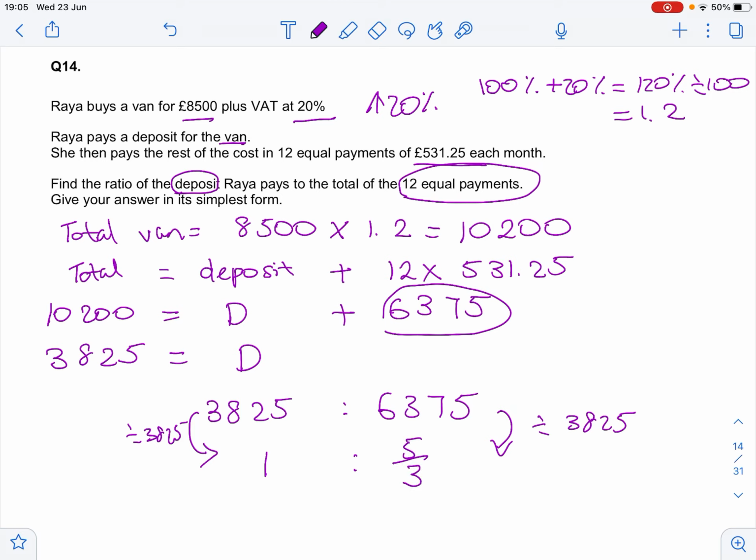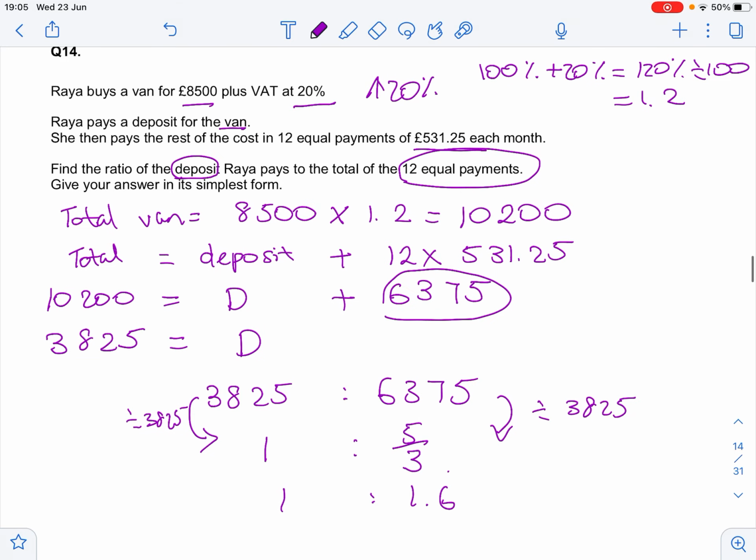5/3. So it's 1 to 5/3. Alternatively, you could also write it as 1 to 1.6. Or some of you might write 5 to 8. So you get marks for all those answers.